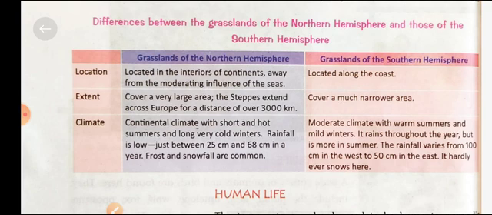Because this region lies near the sea, the summer and winter are mild. It rains throughout the year, but more in summer. The rainfall varies from 100 centimeters in the west to 50 centimeters in the east. It is hardly ever snowy here. This region is moderate throughout the year, so snow does not occur here. It is not cold throughout the year.